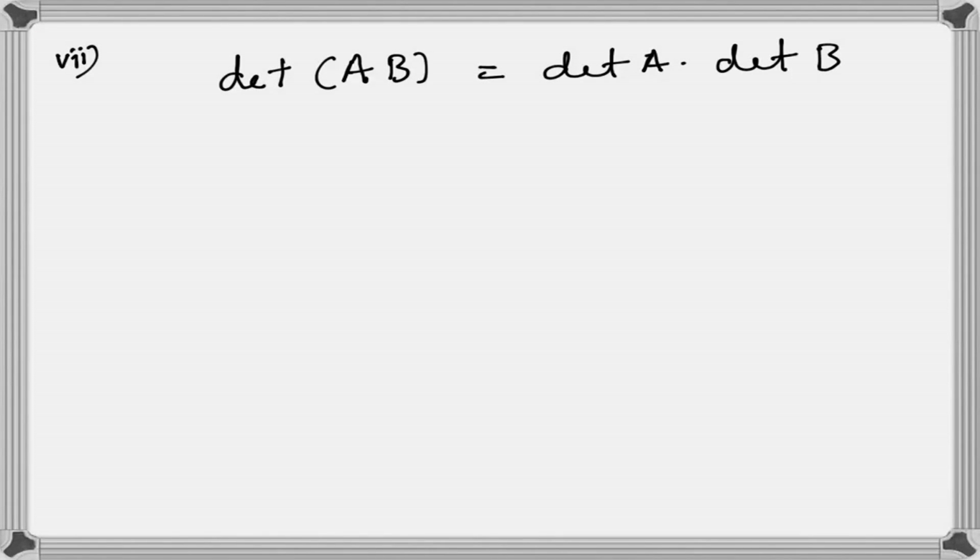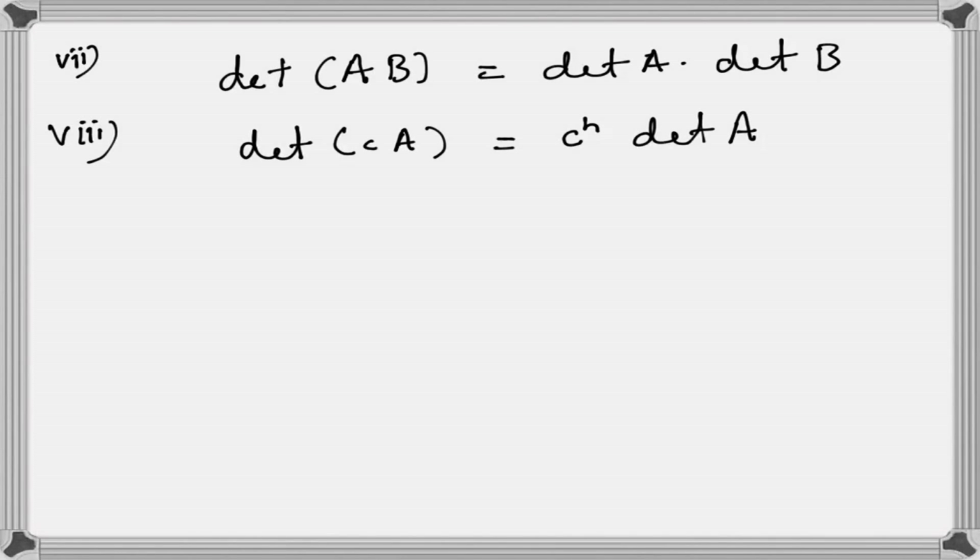One more important property, let me list it. For example, what is the determinant of C times a matrix A, where C is a scalar? This is nothing but C to the power n times the determinant of A, given A is an n cross n matrix. So these are some important properties of determinant. If some more properties are used, then I'll explain them when I solve those problems.